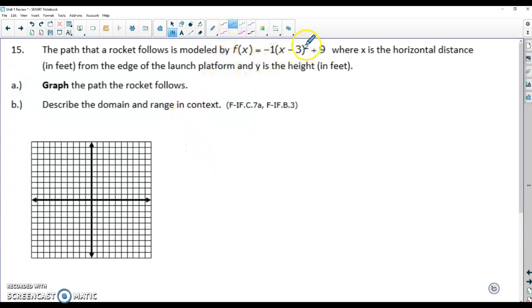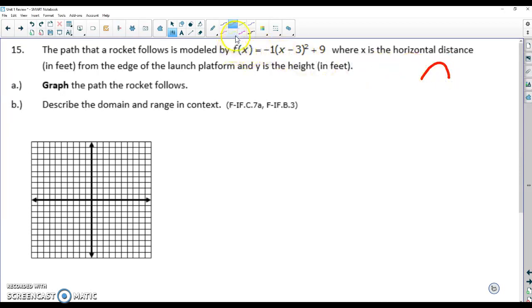So to start, we should already know that this exponent of 2 makes it a parabola. We should know that the negative flips it, so it's actually going to be a parabola facing down. Let me try that one more time. So it's going to be something like this.